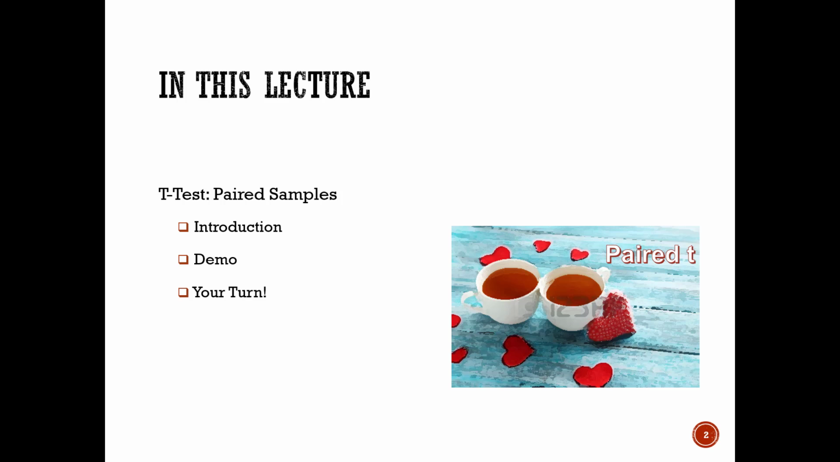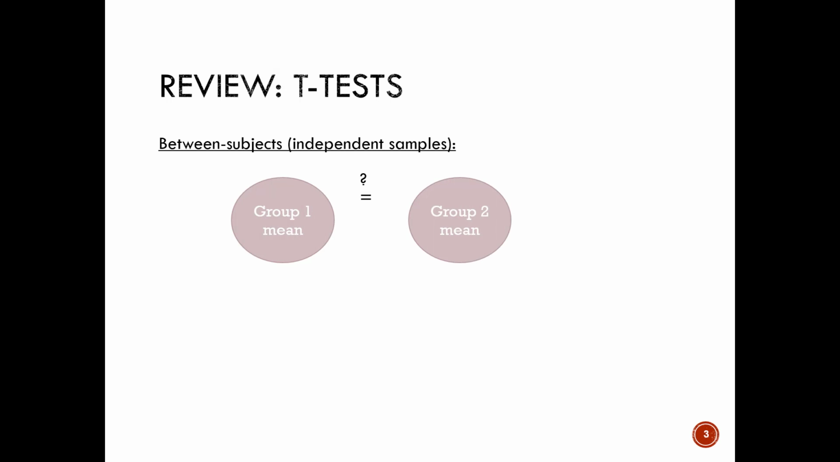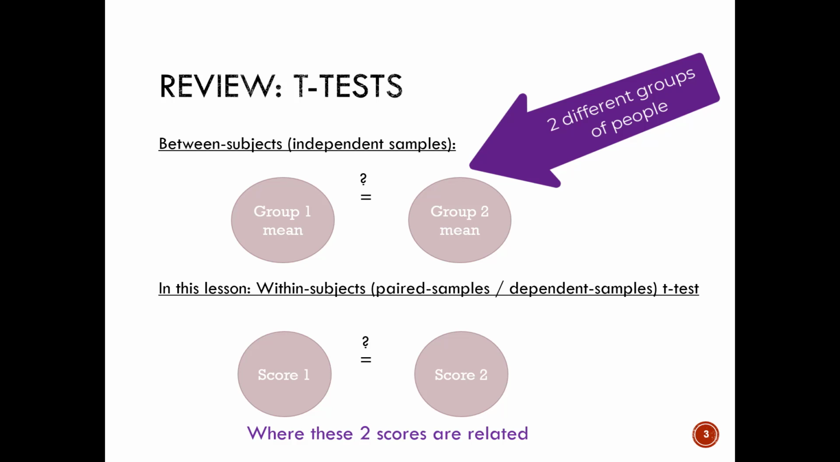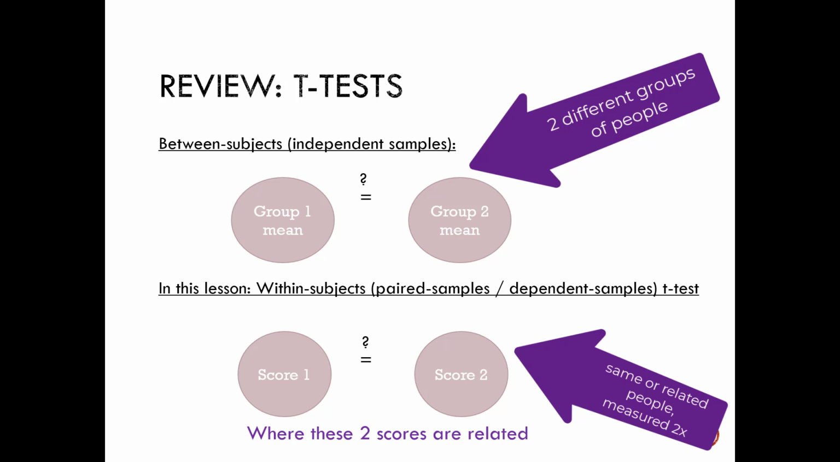So let's get started with a quick review of t-tests. As you already know, t-tests are for testing hypotheses about means. Last time we took a look at the between subjects t-test, or independent samples t-test, in which you compare the mean of group 1 against the mean of group 2. Now we're going to talk about the paired samples t-test, which is also called within subjects or dependent samples t-test, where you take a look at two related scores to see if they're the same or different using mean difference scores.